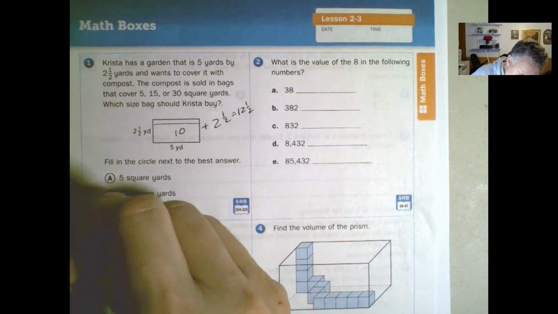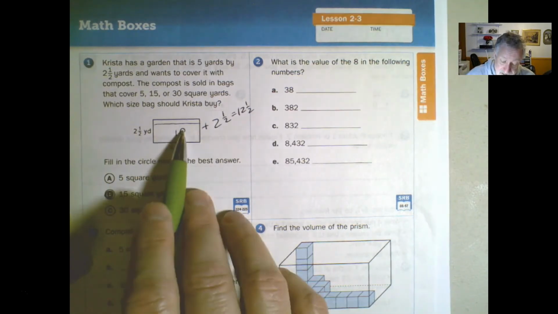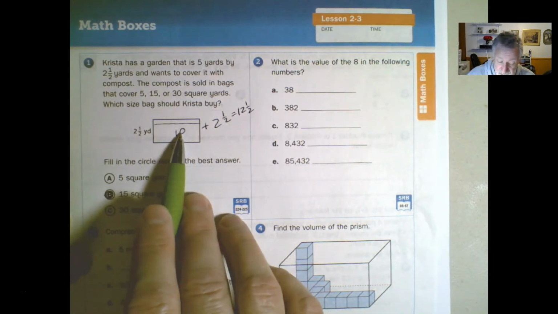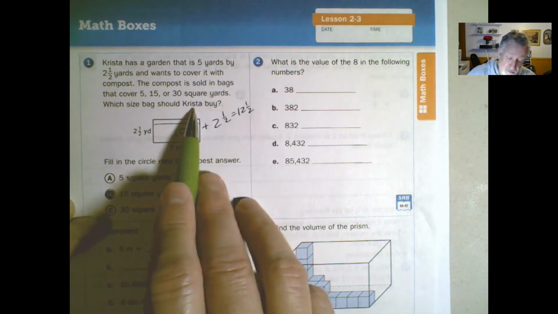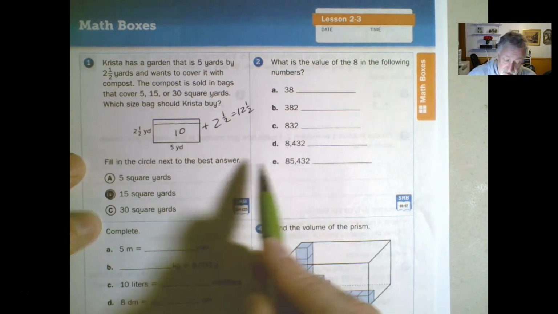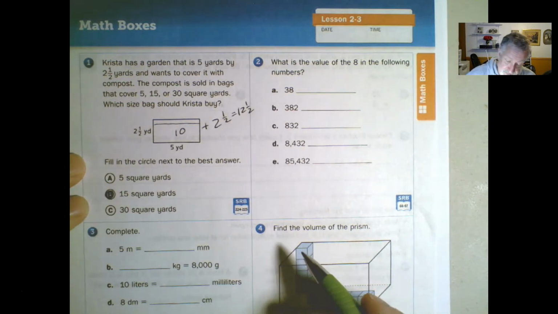So looks like she should be buying 15 square yards. And if we just did that using estimation, once we saw this number was 10, we should have recognized 30 square yards would have been much more than we needed. 5 square yards falling short to cover what we need.